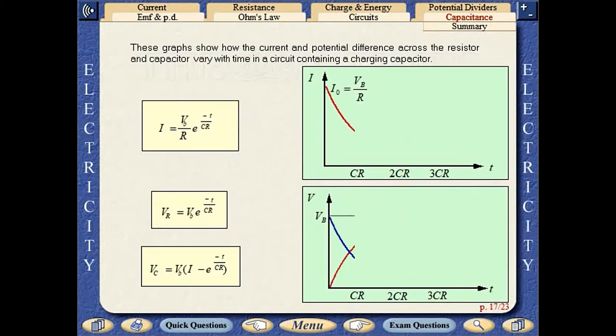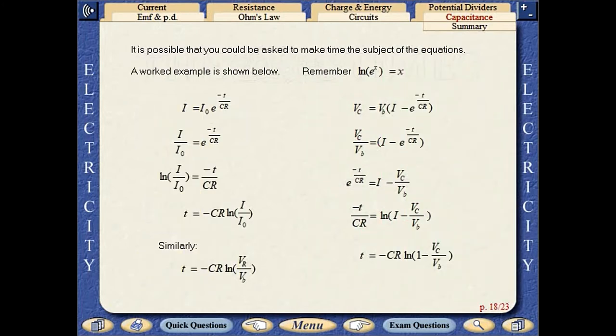These graphs show how the current and the potential differences across the resistor and capacitor vary with time in a circuit containing a charging capacitor. It is possible that you could be asked to make time the subject of the equations. A worked example is shown below.